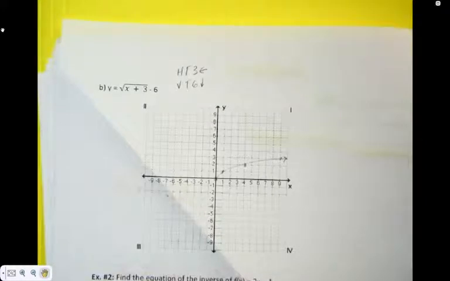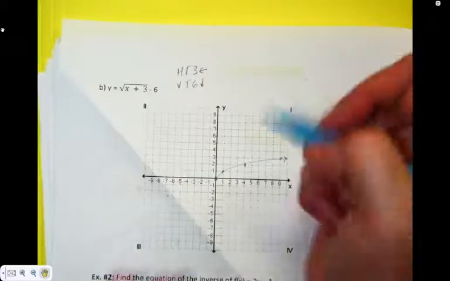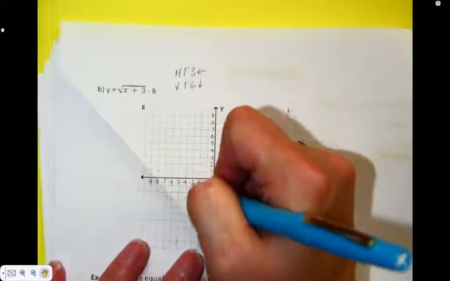Would this graph be in red? Yes. No? Oh, we still got the inverse to do, right? Because that's what the question asked for. So not red yet, not till we're doing the inverse. So we're just counting 1, 2, 3, and 6 down.